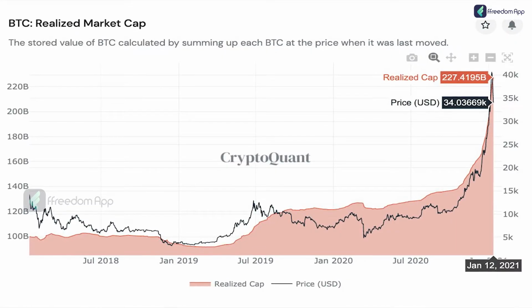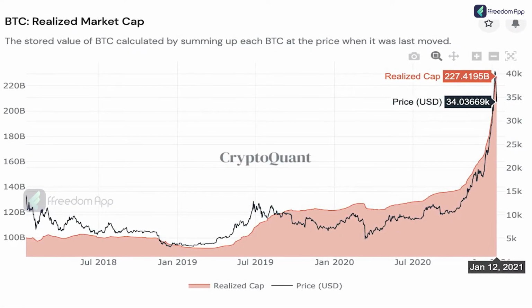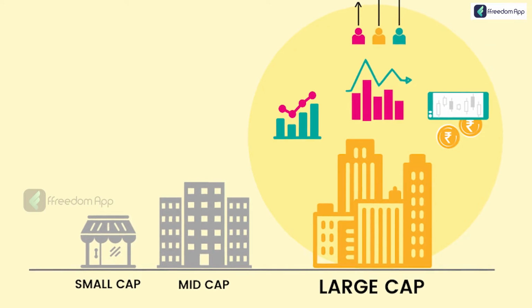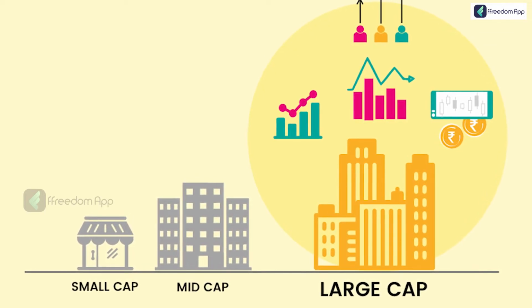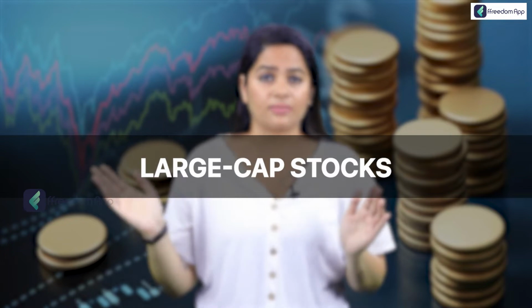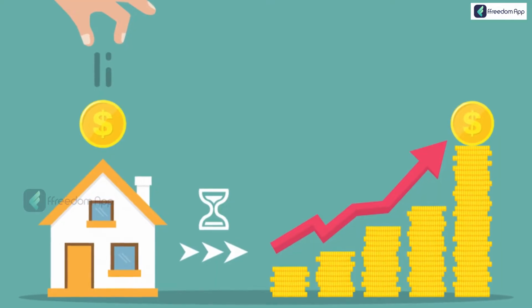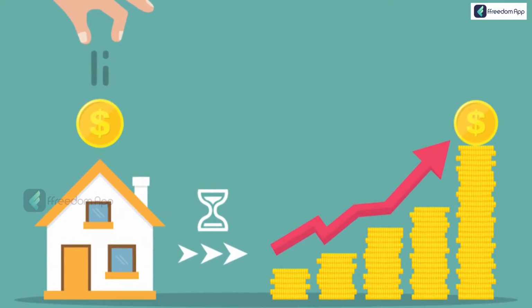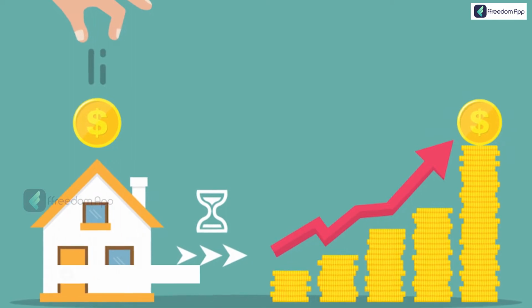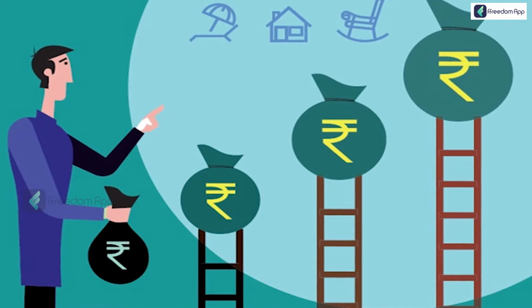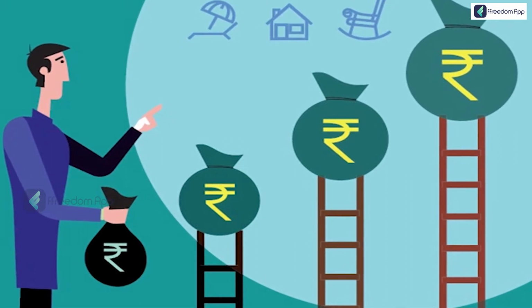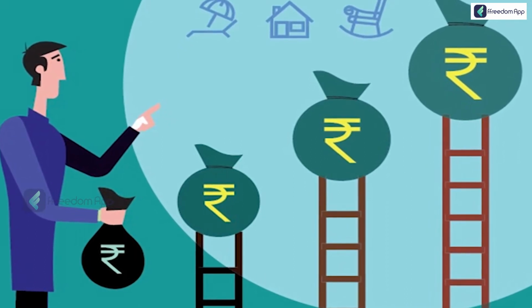Based on the market capitalization of the company, it is divided into three: large cap, mid cap and small cap stocks. What are large cap stocks? Companies which have a market capitalization of 20,000 crore or more come under large cap stocks. These large cap companies are normally well established, they have a good reputation and they are stable.